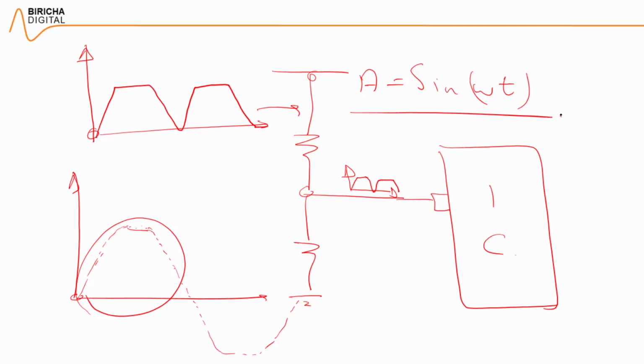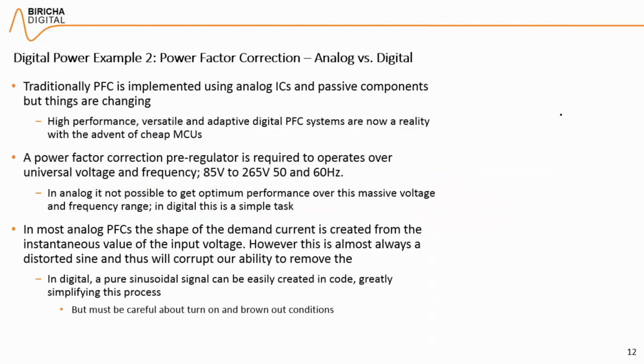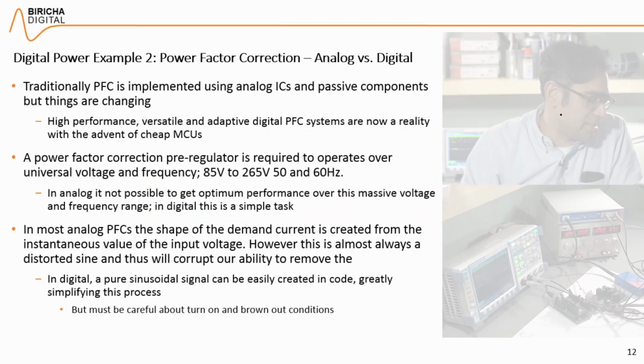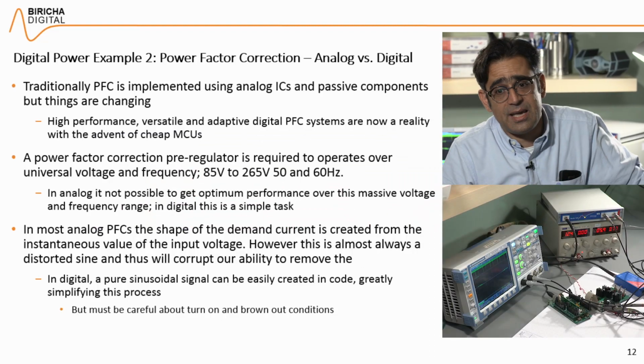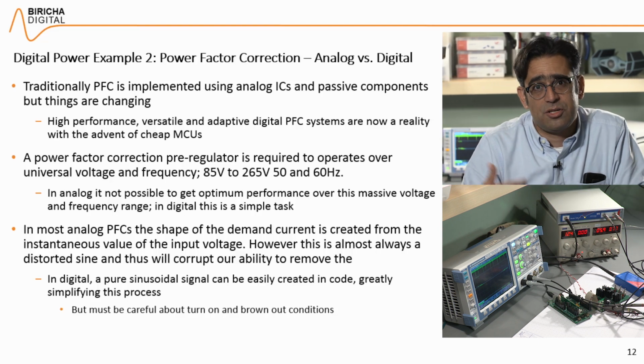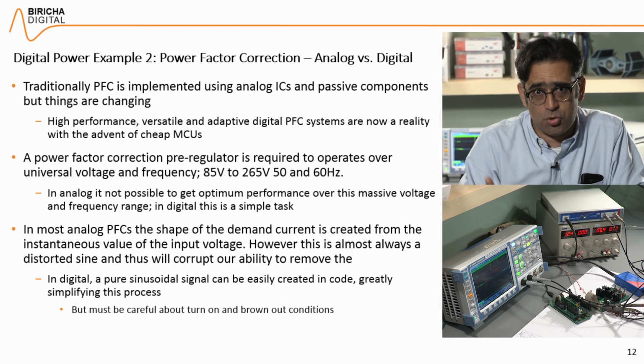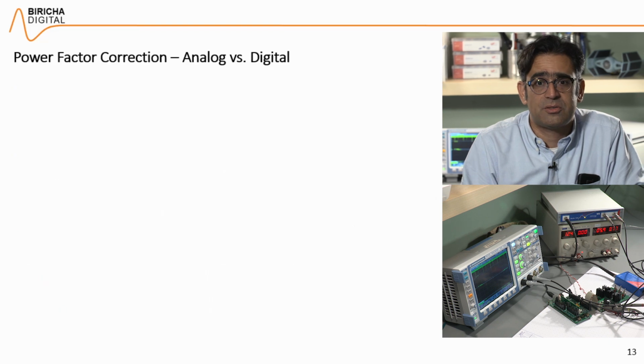But the fact is that you can generate a sine wave and you don't have to rely on the shape of the line voltage, which is usually quite poor. In digital, a pure sine wave can easily be created in code, and that greatly simplifies the process. But of course, please take care if you're doing this, because after brownout conditions, you have to make sure that you don't end up with erroneous results.